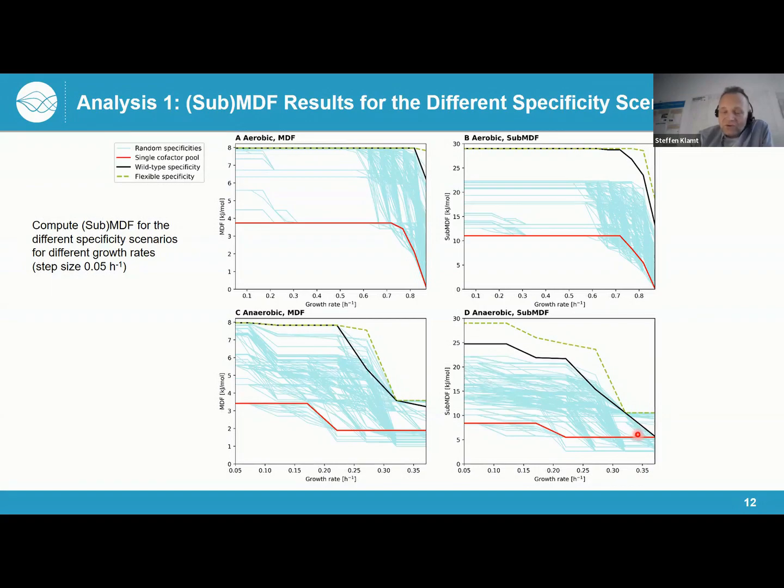And here for the anaerobic conditions, we see that it is not much better than the single cofactor pool, but also here the flexible specificity sub-MDF value is significantly lower than for lower growth rates. But then for decreasing growth rates, we see that the Y-type specificity is performing better than the random specificities, again getting close to the flexible specificity, though in those cases it doesn't reach these maximal theoretical values.